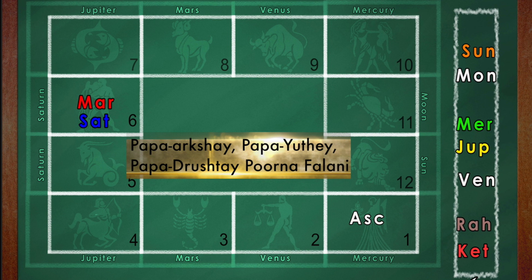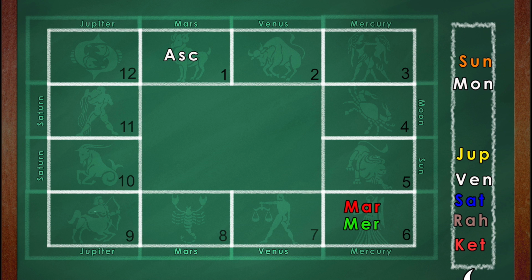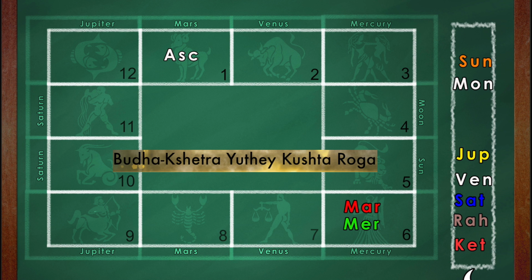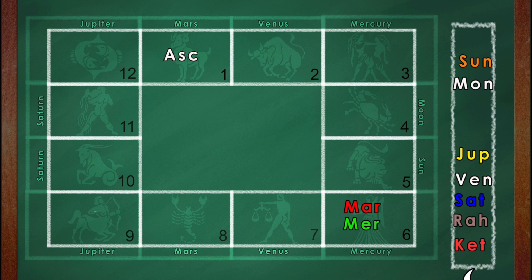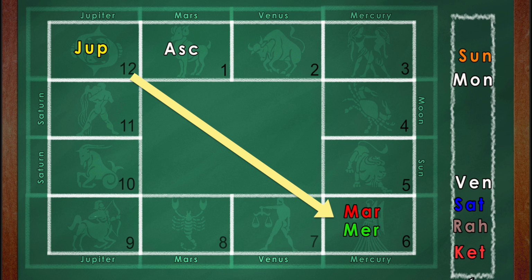So Dr. G S Kapoor says if Mars is associated with or aspected by a malefic, the above results will be realized in their entirety. But the native will suffer from rheumatism, pains, etc. And that's because Sage Bhrigu says Vata Shuladi Rogaha under the conditions apply. Another condition he says is if Mars is in the sign of Mercury, Buddha Kshetre Yute, if he is in the sign of Mercury or with Mercury, Kushta Rogaha, the native will suffer from leprosy. In my experience, I also found different kinds of skin diseases. Usually some kind of hardening of the skin has been noticed. Sage Bhrigu says, Shubha Drishte Pariharaha. Don't worry, if a Shubha Graha is connected to this Mars, then the person will recover from this disease.